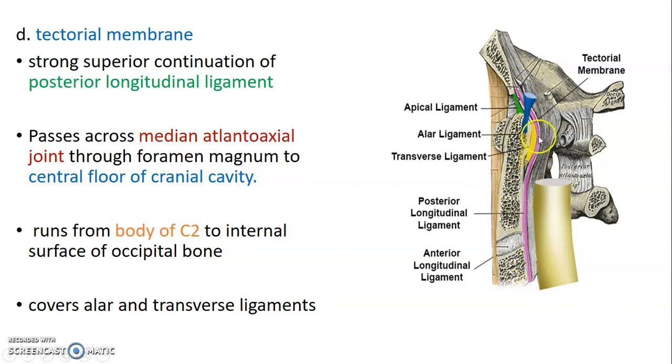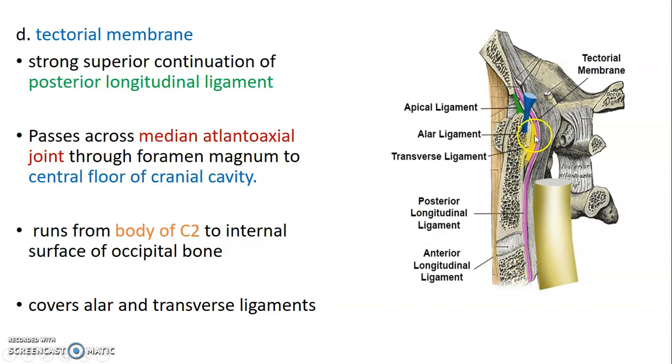It passes across the median atlanto-occipital joint. Remember, the median atlanto-occipital joint is between the anterior arc of atlas and the dens of the axis. So it passes across this joint through the foramen magnum to the central floor of the cranial cavity. It runs from the body of C2, the body of axis, to the internal surface of the occipital bone. Usually it covers the alar and the transverse ligament.